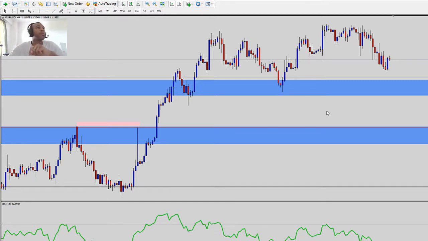So the first pair we're going to look at today for this weekly analysis is Euro USD on a 4-hour chart, and seeing how it has consolidated.